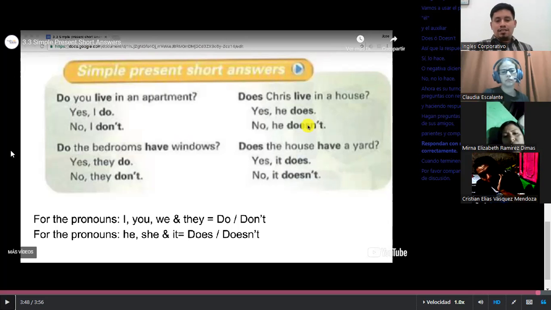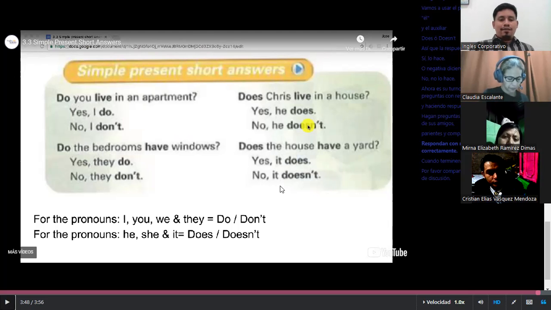So it's different if we use the nouns in plural. Si utilizamos los nombres en plurales, vamos a utilizar nosotros el they. Si utilizamos un nombre en singular, vamos a utilizar el it. Okay? So this is just something that I have to clarify. In case we use plural, we have to use do. In case we use singular, we have to use does or doesn't or don't. And that depends on the question we want to be answering or creating.